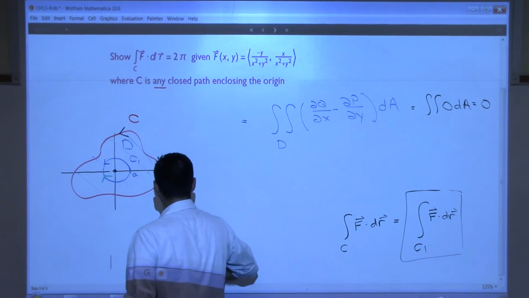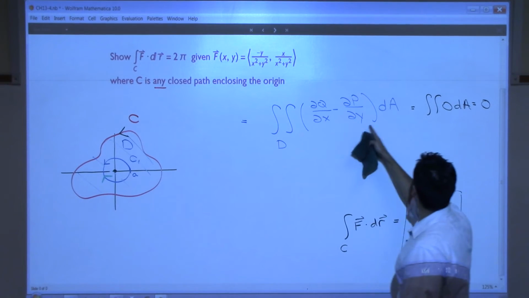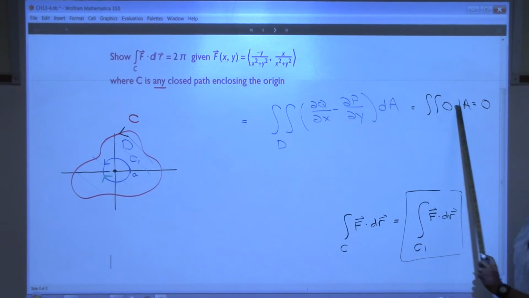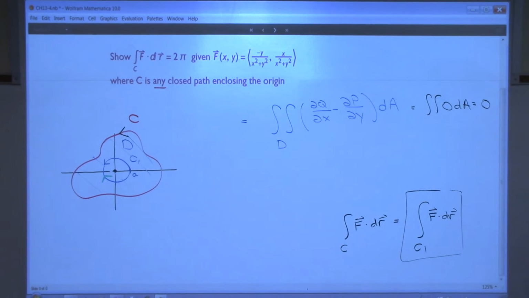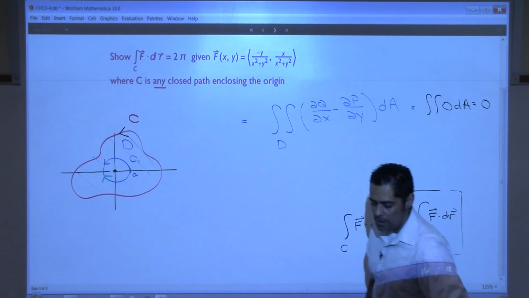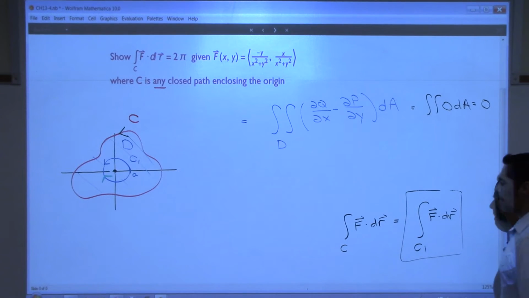Yes? Why is it only working with this one? Because that's 0. If those partials had not turned out to kill each other off, this wouldn't help us at all. Which is why when they tell you in a problem like this to show this is true, most likely when you go to Green's theorem, you're going to get zeros, or you're going to get 0 to come out.